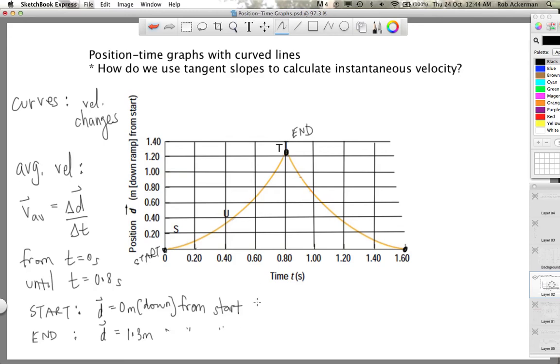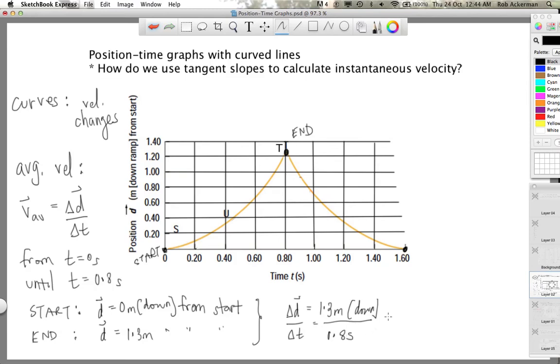So what would be our displacement? That's easy. From 0 to 1.3 would be 1.3 meters down from the start. And of course the time, sorry, I believe I said 0.8 here. The displacement would be 1.3 meters down from start. The time would be 0.8 meters, sorry, 0.8 seconds.